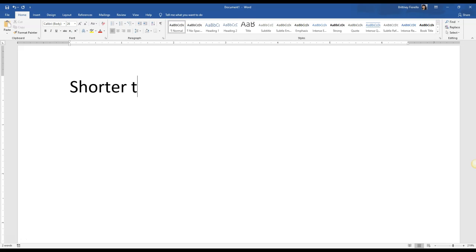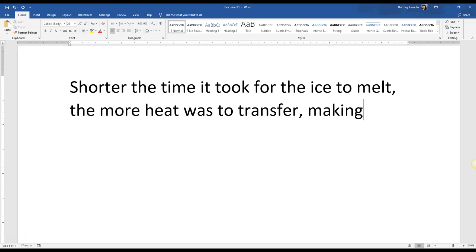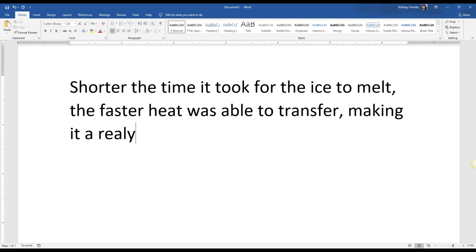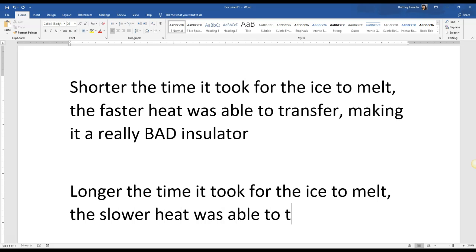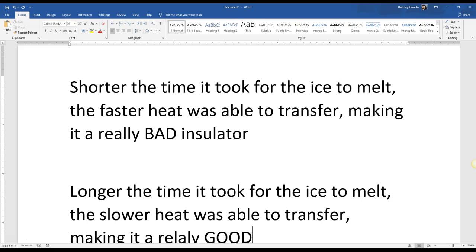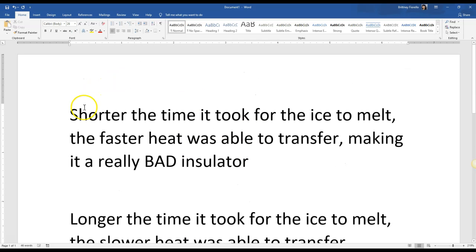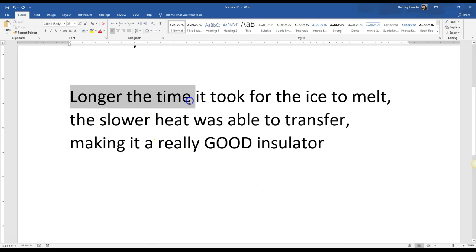All right, so the shorter the time it took for the ice to melt, the more heat was able to transfer, the faster heat was able to transfer, making it a really bad insulator, as opposed to when it takes longer, the longer the time it took for the ice to melt, the slower heat was able to transfer, making it a really good insulator. Okay, so again, we want to keep this in mind. So what this means is that short times mean bad insulators, and that long times mean good insulators.